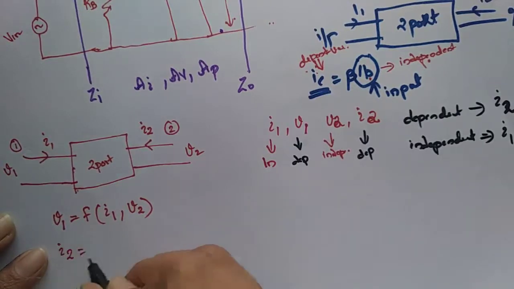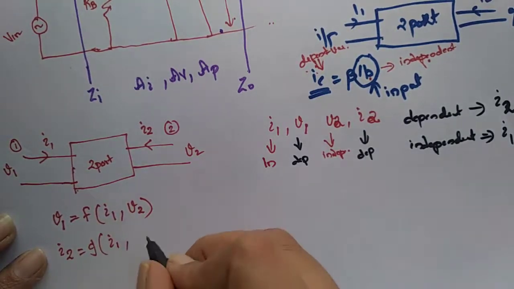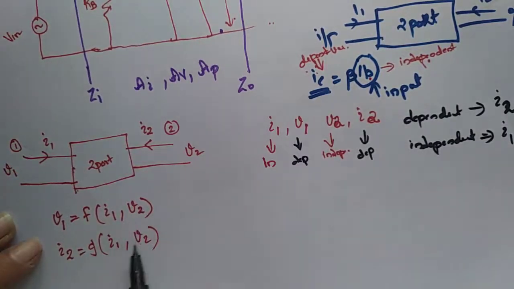And I can also write that my output current I2 is another function of what? Another function of I1 and V2. Okay, so these are independent, whose values will not change.